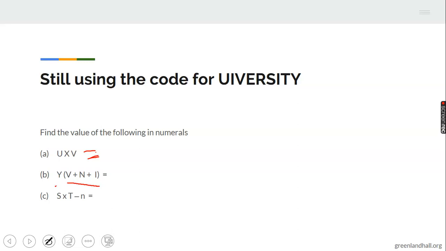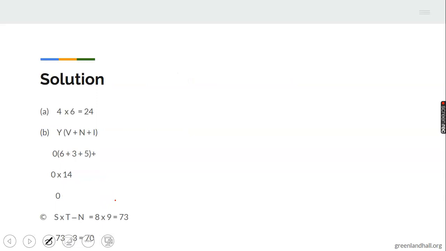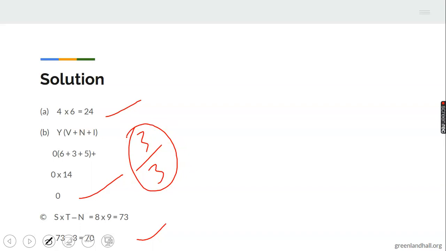Whatever you get from X times T, subtract N from it. Have you gotten the answer? Okay, that's very good. Now, if you have gotten your answer, you have something like this. Number 1 is 24. Number 2 is 0. Number 3 is 70. If you have solved and you've gotten this, then you have a 3 over 3. If you have gotten the 3 answers correctly, then you have your bravo.